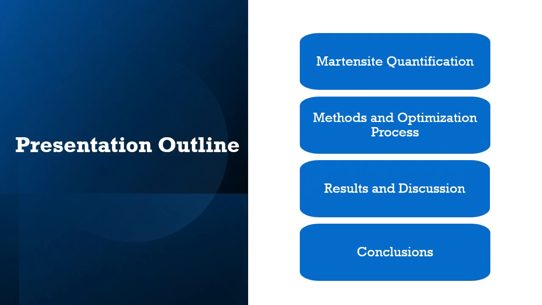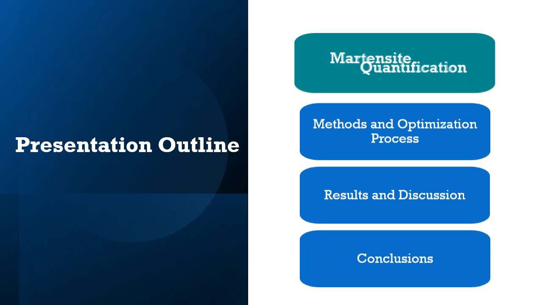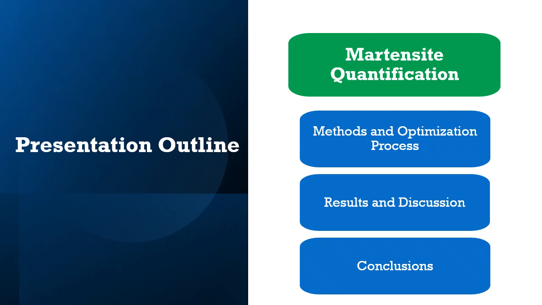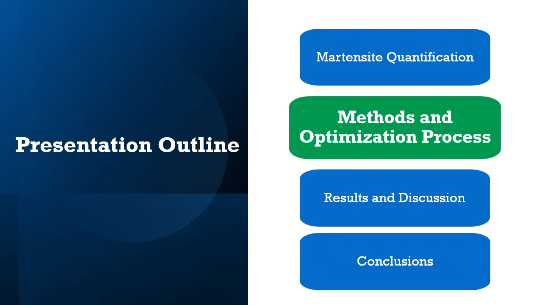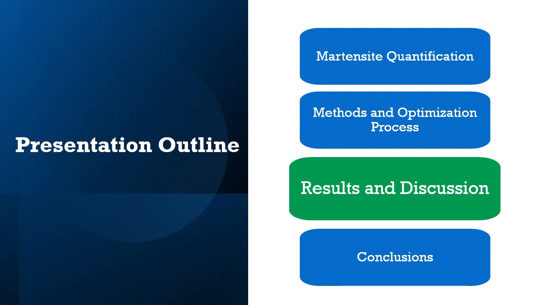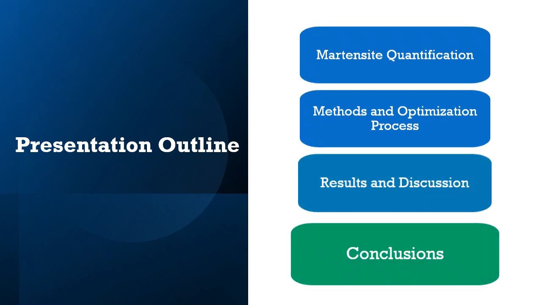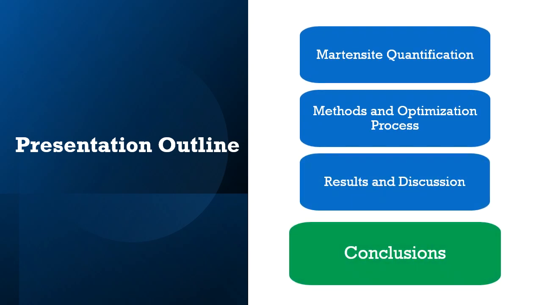Before diving into the specifics of our research, I would like to provide an overview of today's presentation. Starting with the introduction to martensite quantification in austenitic stainless steels. Then we will describe the experimental setup and methods used, such as incremental tensile tests, magnetic measurements, and optimization process. Then we will discuss the different results obtained at all levels. And finally, we will conclude with the list of conclusions.